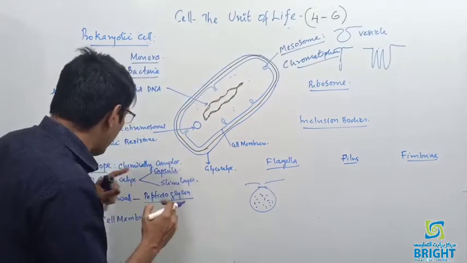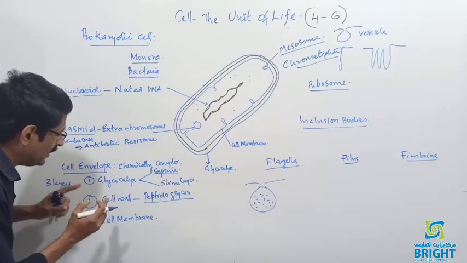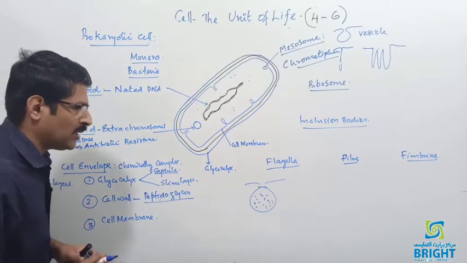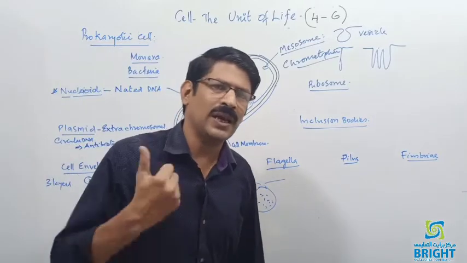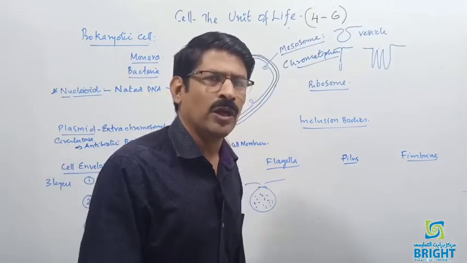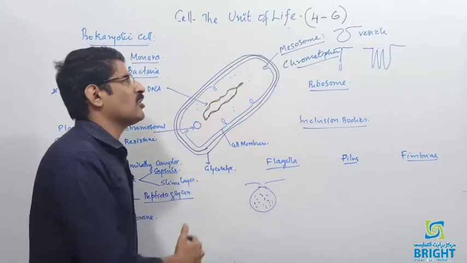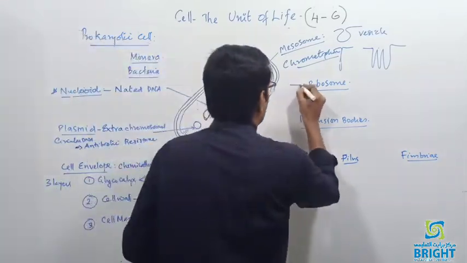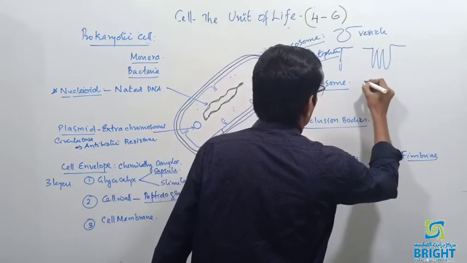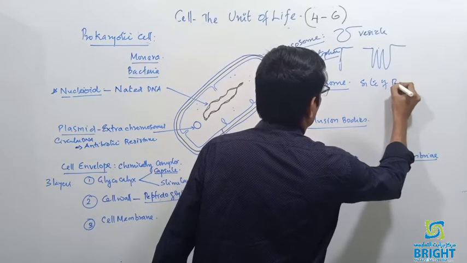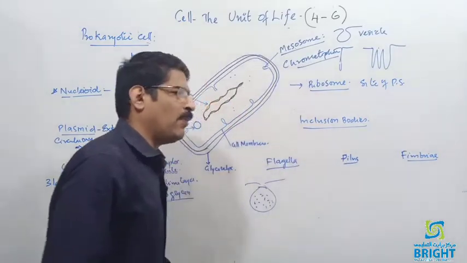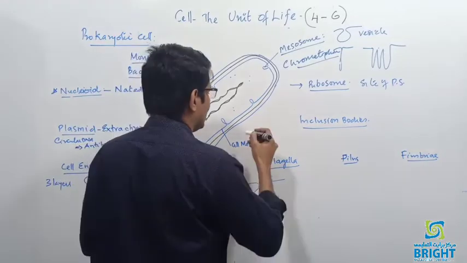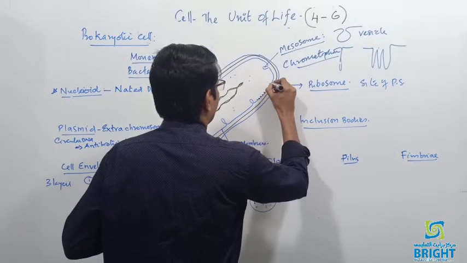So the cell envelope has three different layers: glycocalyx, cell wall, and cell membrane. The cell membrane has two important properties. One is that it is structurally and chemically similar to the eukaryotic cell, and the second is that it has mesosomes. Mesosomes carry out various metabolic activities. And the organelle ribosome: we know that ribosomes are the site of protein synthesis, and the majority of ribosomes of the prokaryotic cell or bacterial cell are seen attached to the plasma membrane.